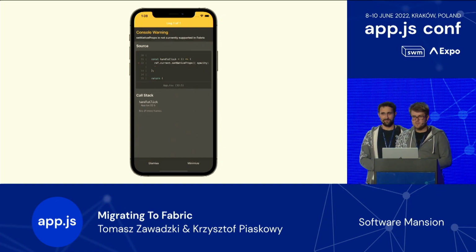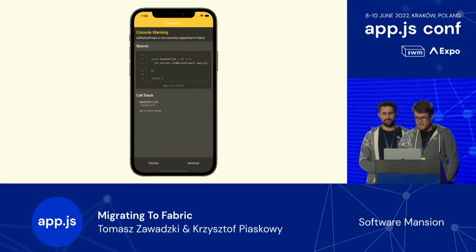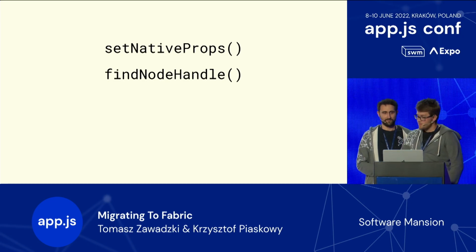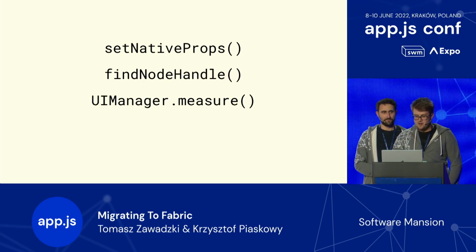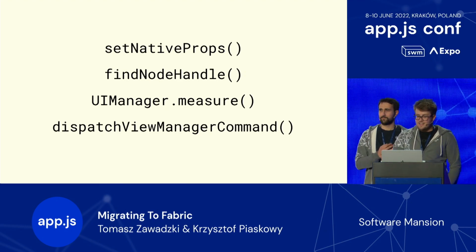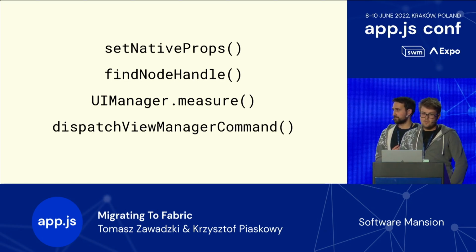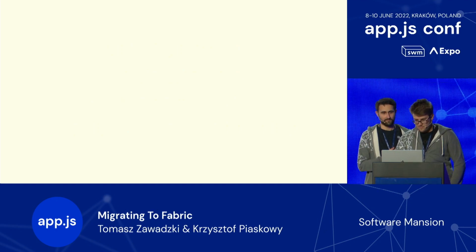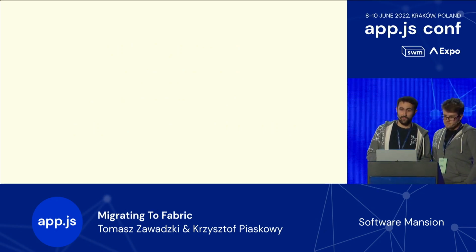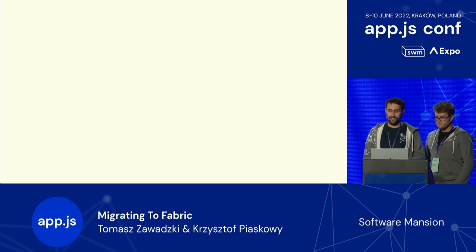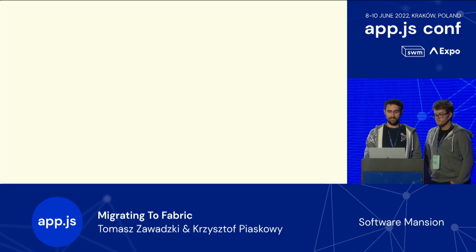That's because we still need to make some changes in JavaScript. If your app uses setNativeProps, findNodeHandle, UIManager.measure, or UIManager.dispatchViewManagerCommand, you will need to migrate those as well. Luckily, this is pretty straightforward and also well documented on the reactnative.dev website. Now, you have updated your JS code base. Should be enough. Let's run the app again.